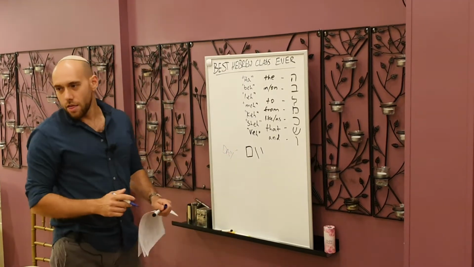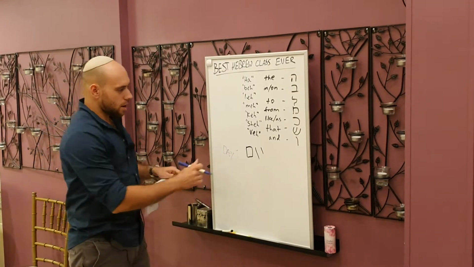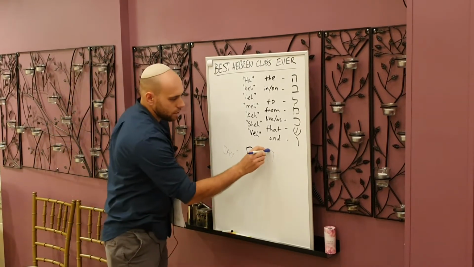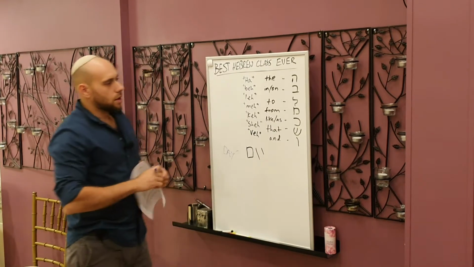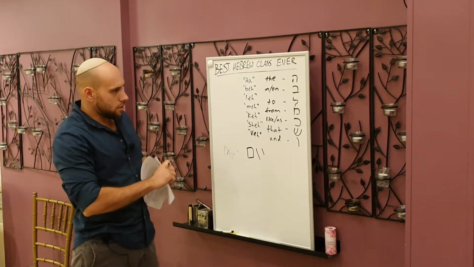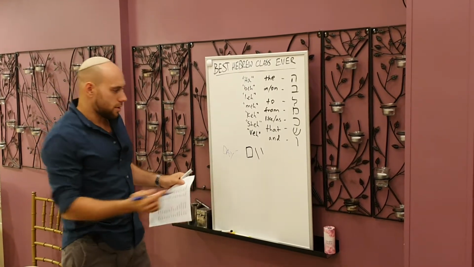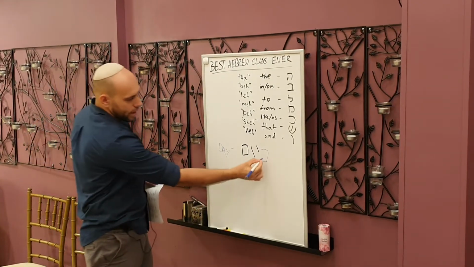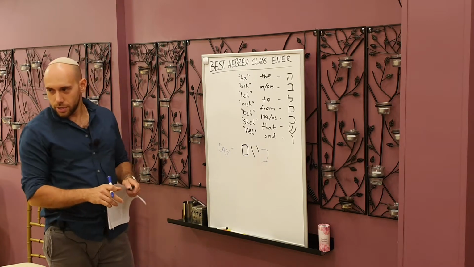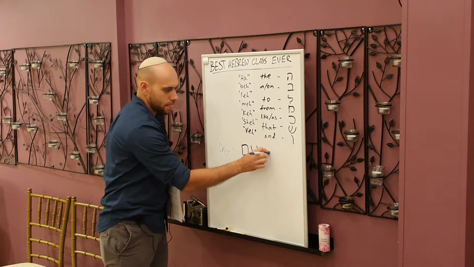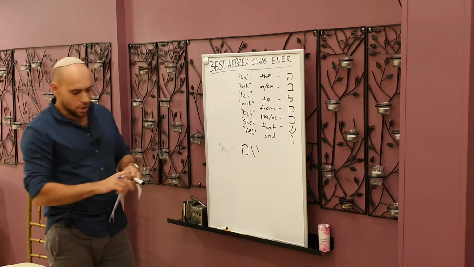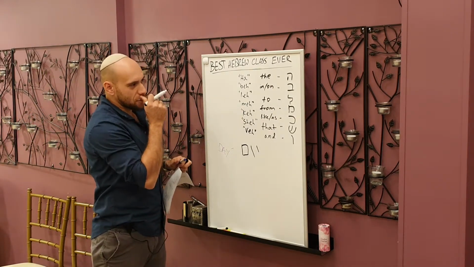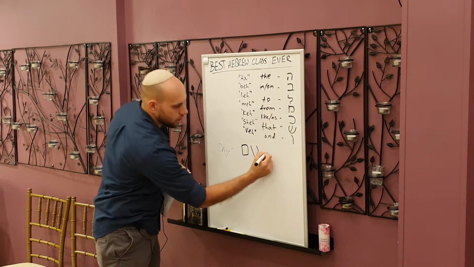So if I want to say the day, hayom, right? If I want to say on the day, I say bayom, right? I attach it to the front of the word. Does that make sense? Could you have two of them? Yes, you can have two of them, mehayom.